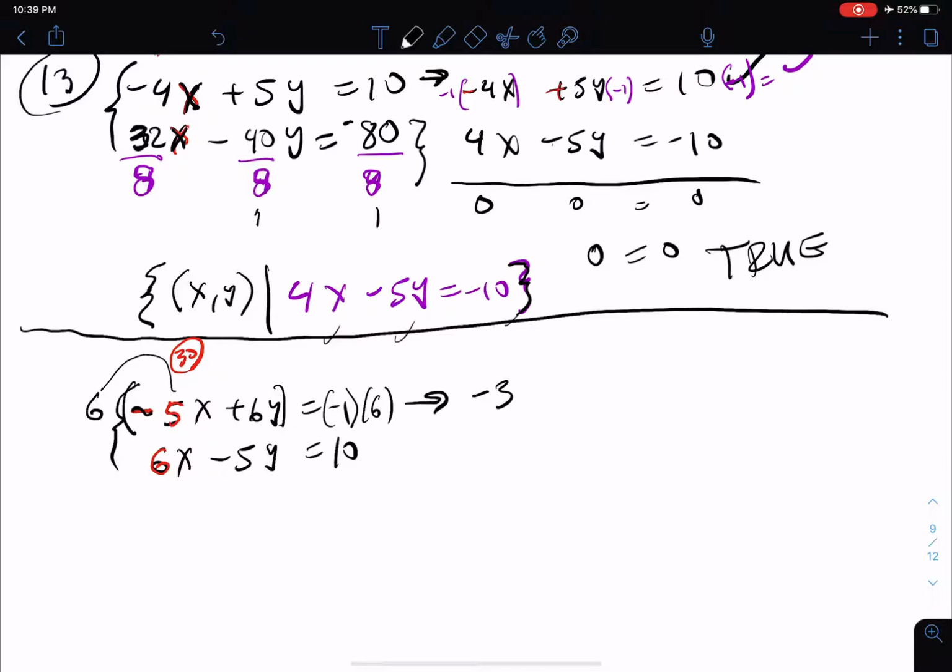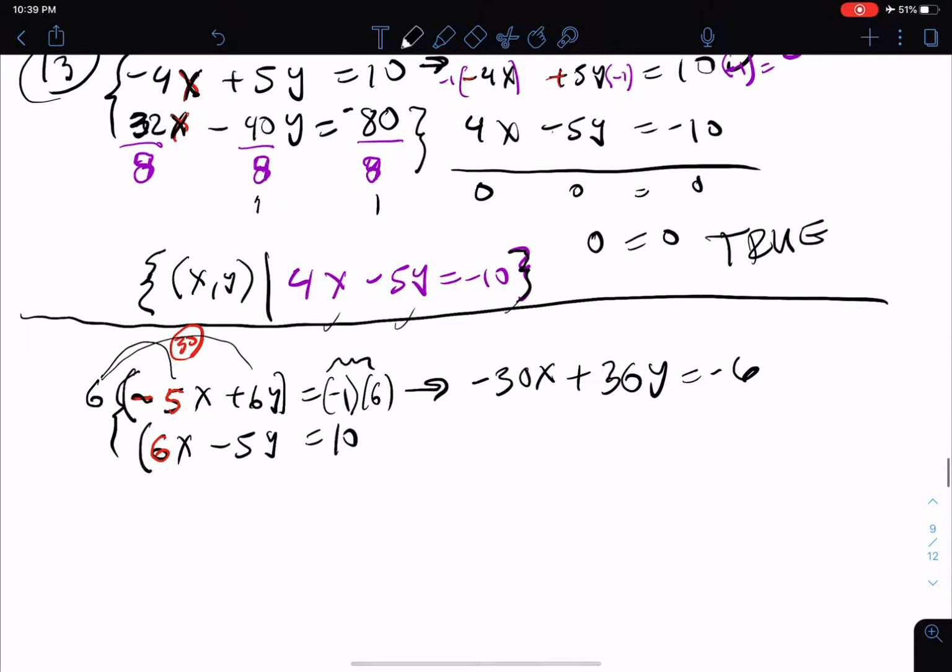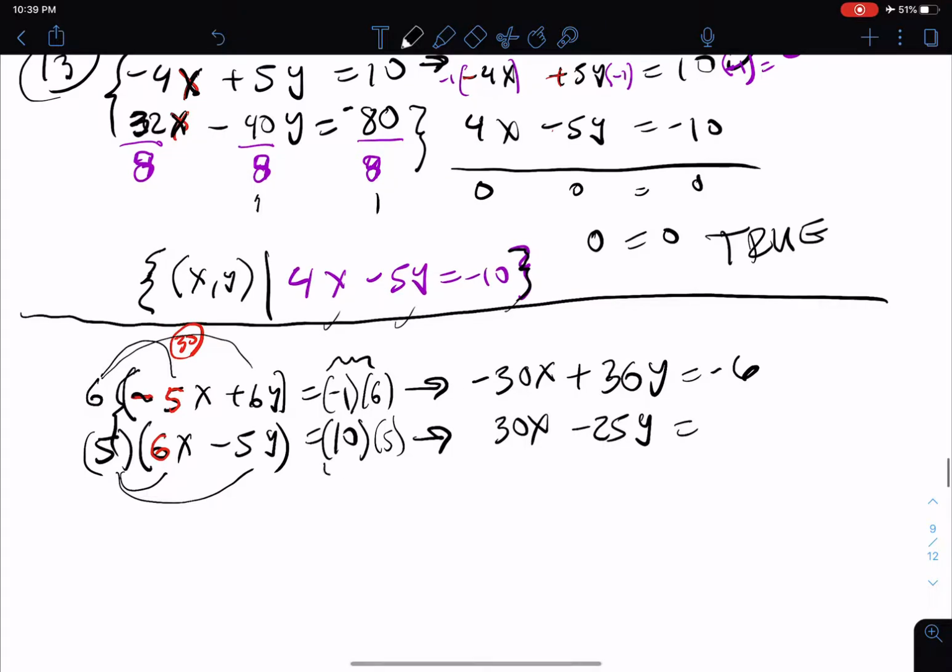That's negative 30x. What is 6 times 6y? That's positive 36y. And what is negative 1 times 6? That's negative 6. Now, down below here, we need to turn that 6 into a positive 30, so we must multiply this 6 times 5, because 5 times 6 will make that target number of 30. And if I multiply the left by 5, I must multiply the right by 5. So 5 times 6x is 30x, and 5 times negative 5 is negative 25y, and 10 times 5 is 50.